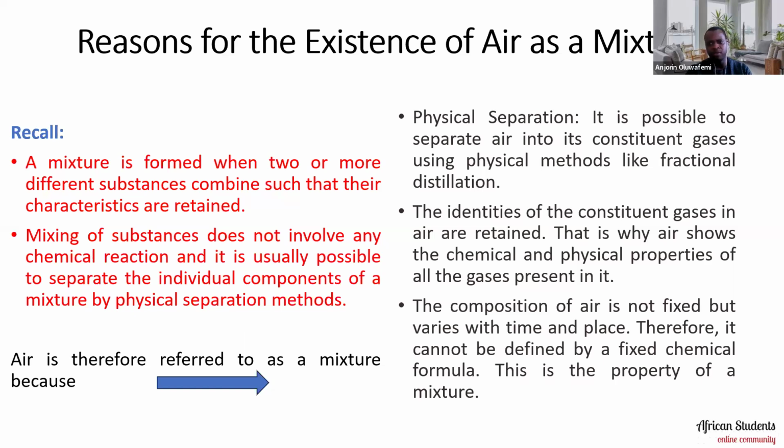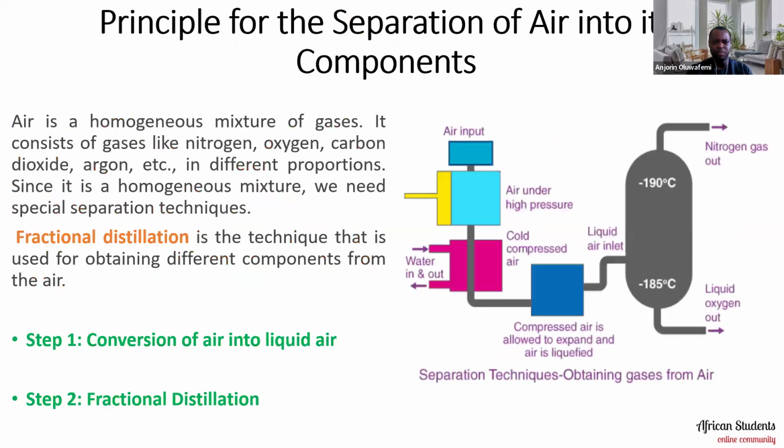Thank you very much. Now let's move on to the next slide and talk about the principle for separation of air into its components. Air can be separated into its components, just like we have established before. What principle do we employ to separate air into its components? We said that air is a homogeneous mixture of gases. The gases blend together and they have a uniform composition. It consists of gases like nitrogen, oxygen, carbon dioxide, argon, etc.